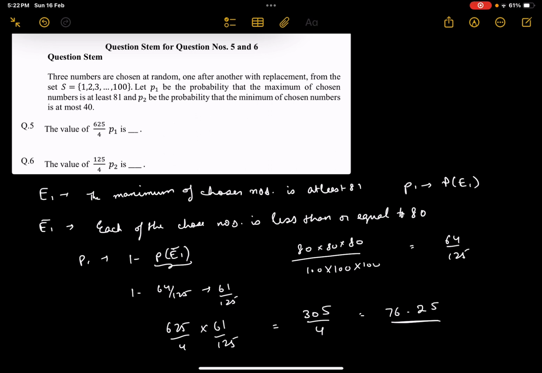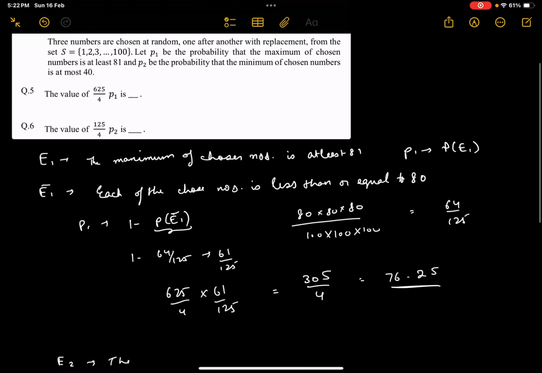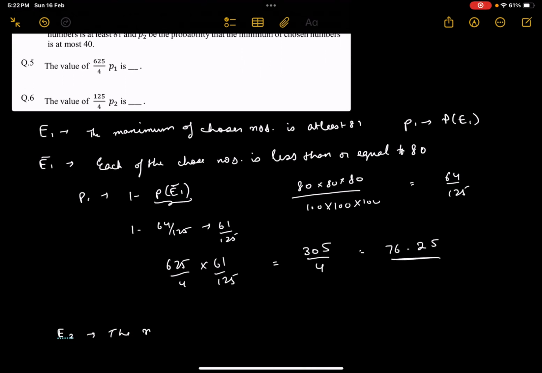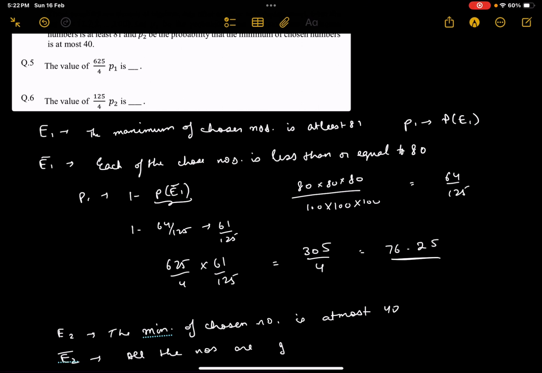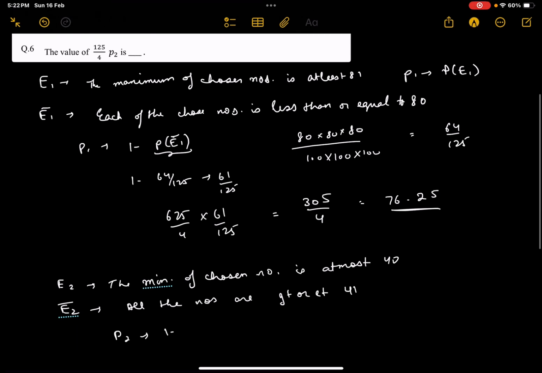Then we'll do a similar thing for P2, starting by defining E2 as the minimum of chosen numbers is at most 40. Then E2 bar becomes all the numbers are greater than or equal to 41. Then P2 becomes 1 minus P(E2 bar).